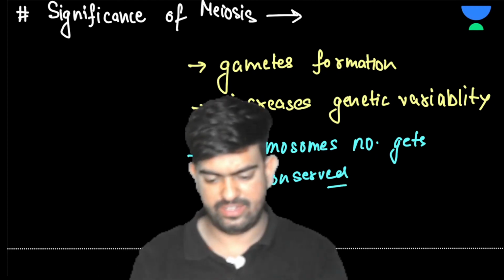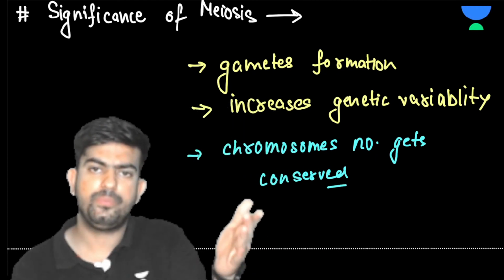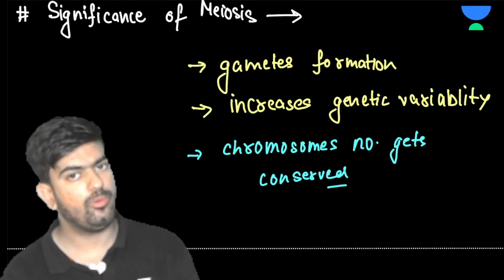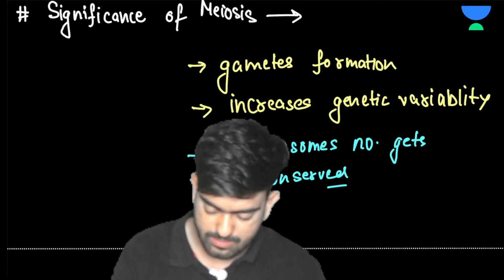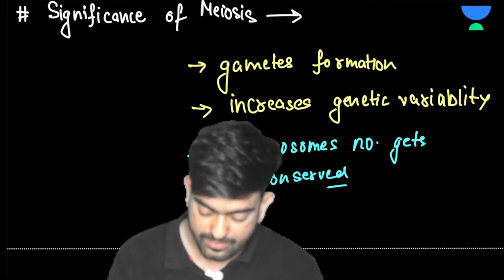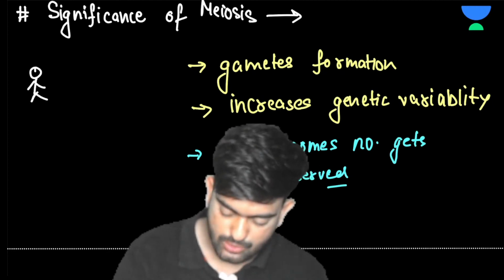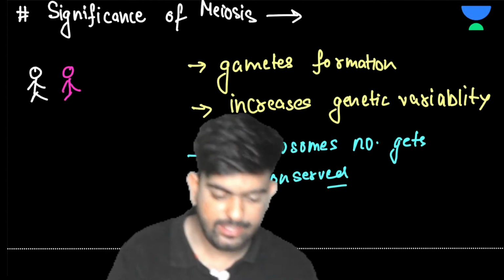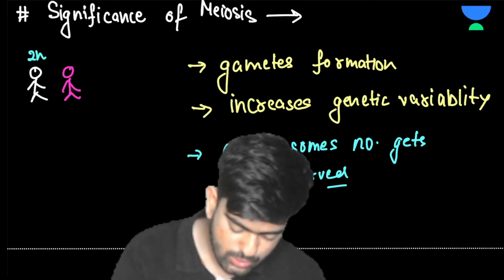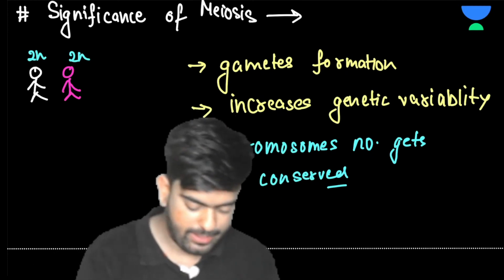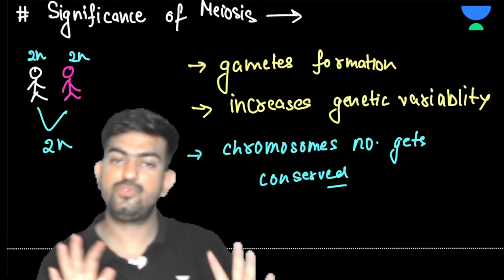You are saying the very wrong thing. You just now said that 2n becomes n, 4n becomes n, then again you are saying the chromosome number is conserved. So let me make you understand this concept. See, this was Harry and this was Julie. Harry and Julie produced a baby. Harry was 2n and Julie was also 2n. They produced a baby which is again 2n, right? This is what we know.